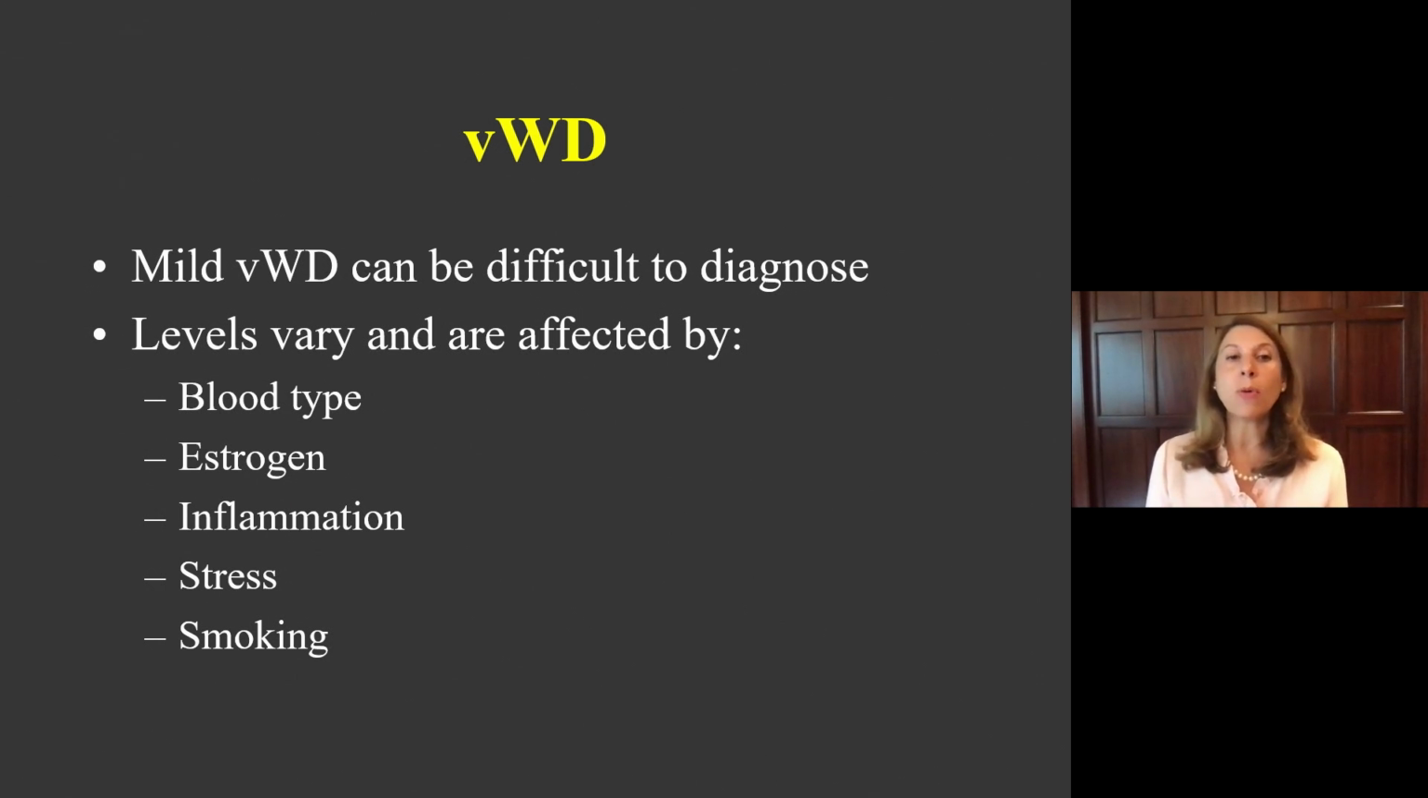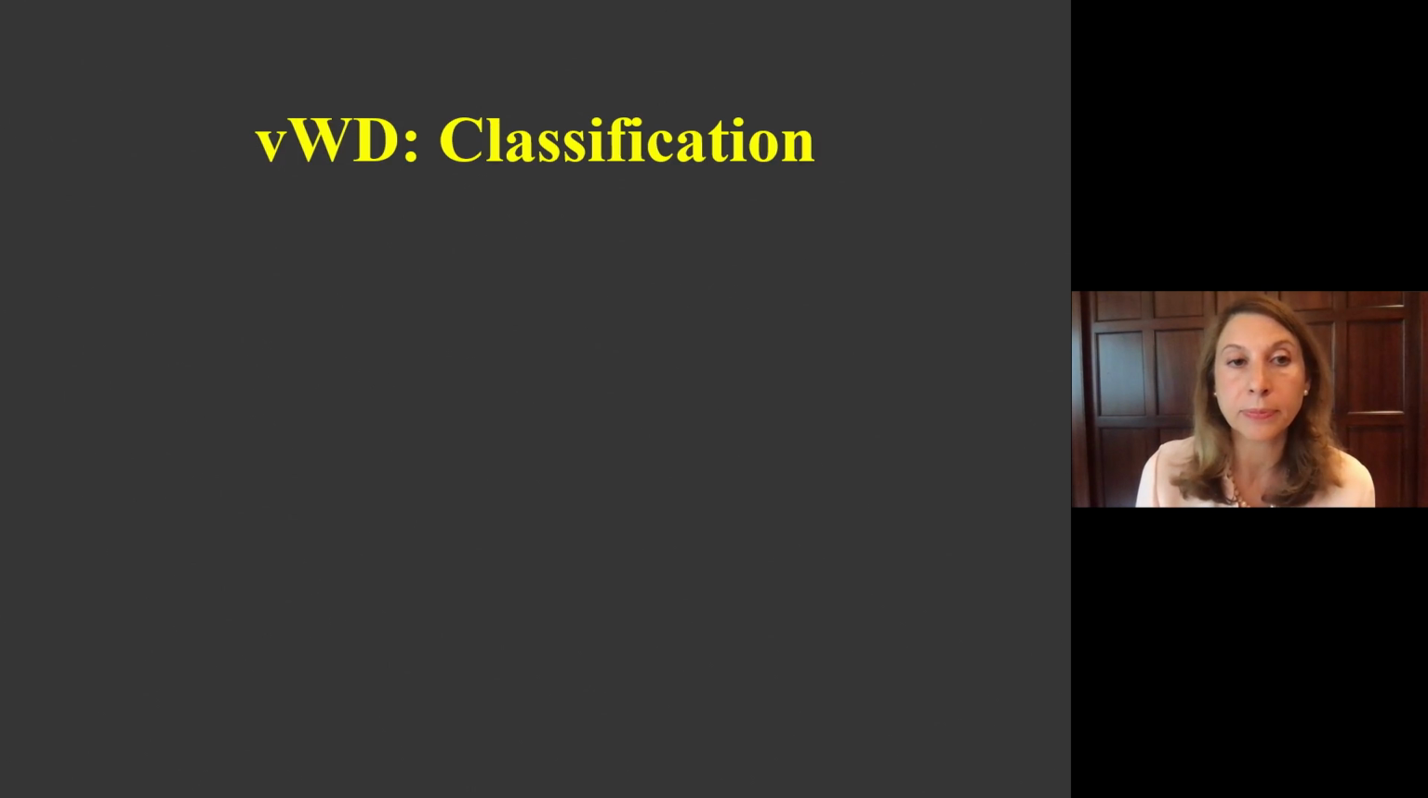So mild types of von Willebrand disease can be very difficult to diagnose because levels can in fact be affected by many things. Patients with type O blood actually have a 25% lower level of von Willebrand factor at baseline. Estrogen, inflammation, stress, all of these factors can actually increase von Willebrand factor, and smoking can also increase the von Willebrand factor levels.